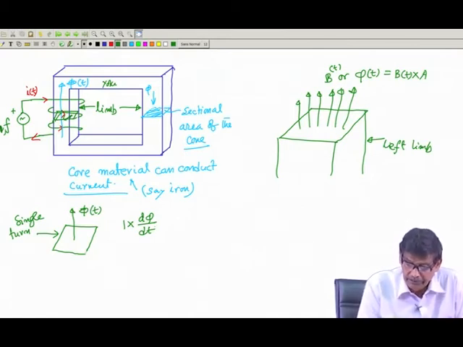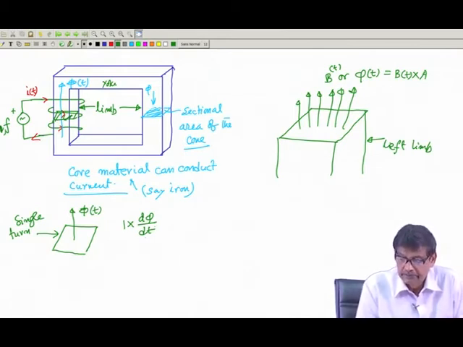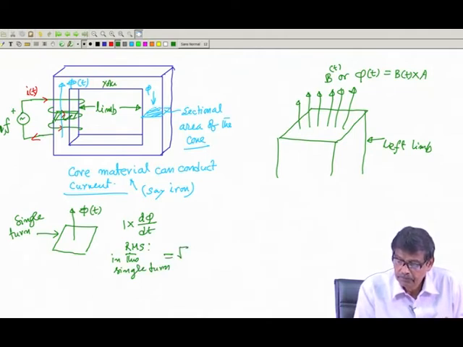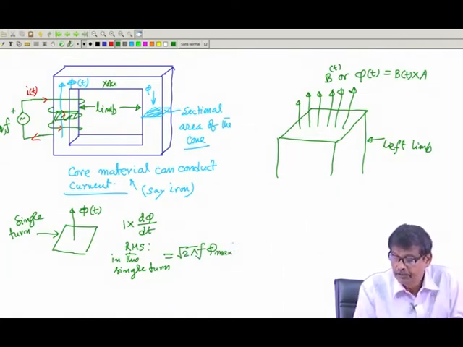And what will be the RMS voltage? RMS voltage in this single turn will be equal to root 2 pi f phi max. Instead of N1, it is 1.